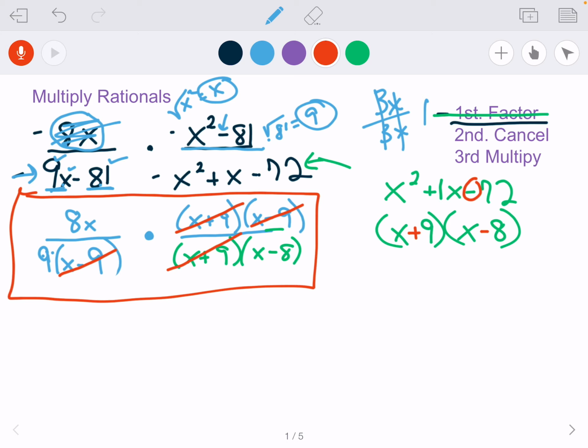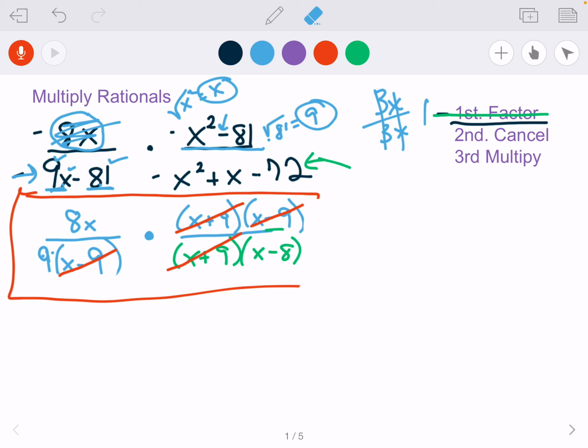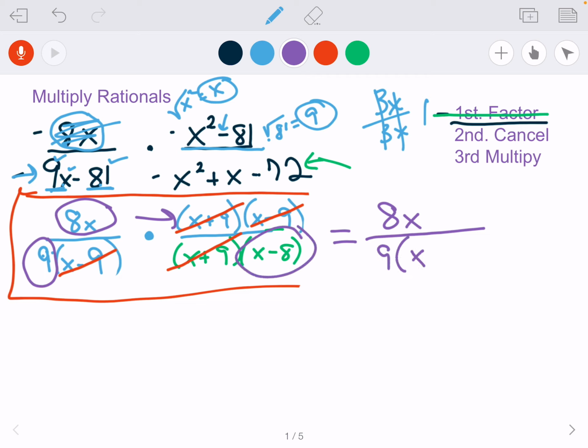So now I'm going to multiply straight across. So just to make it easy, let's just go straight across. So that equals 8x times 1, or nothing there, is 8x. Got a 9 here I'm going to bring over. And then I've got an x minus 8. I have to keep that in parentheses. So there's my answer right there. So we canceled, we multiplied, so this is how you do it.